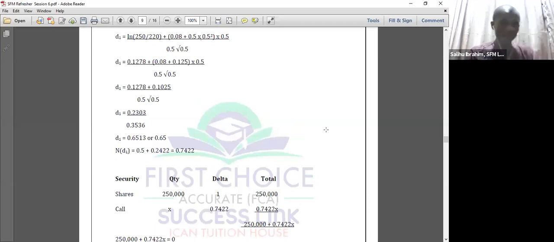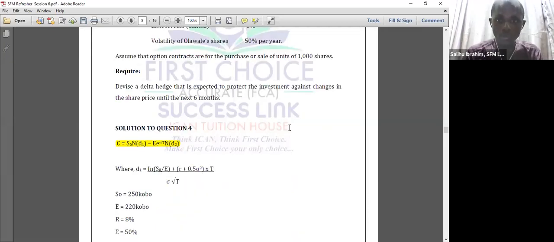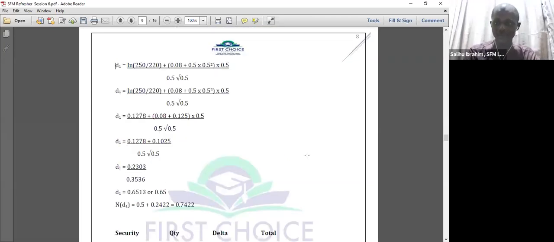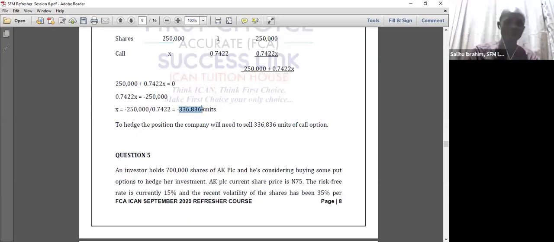Assume that option contracts are for the purchase or sale of units of 1,000 shares. Meaning that one option will hedge 1,000 shares. So what I'm supposed to do is to divide the figure I got here by 1,000, because one option will hedge 1,000 shares.